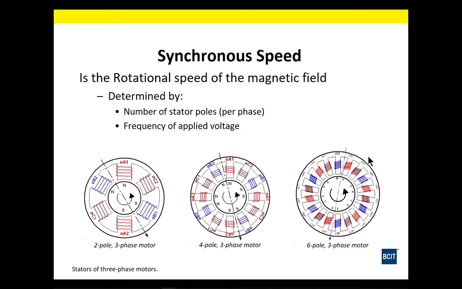Let's look at synchronous speed for a motor. Synchronous speed is the rotational speed of that magnetic field in the stator of these 3-phase motors. It is determined by the number of stator poles per phase and the frequency of the applied voltage. Here we see 3 different types of stators. We have a 2-pole 3-phase, a 4-pole 3-phase, and a 6-pole 3-phase.